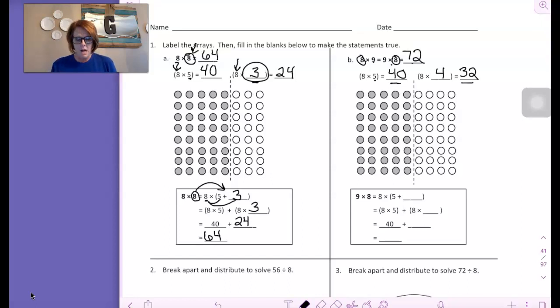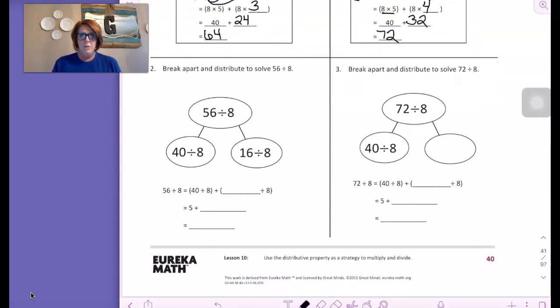Let's show it down in the box. 9 times 8 equals 8 times 5 plus 4 because we need that 5 and something else to equal our other number we're multiplying because we pulled the 8 out. So then we distribute the 8 to the 5 and we get 8 times 5, and we distribute it to the 4 and we get 8 times 4. So that's 40 plus 32 equals 72.